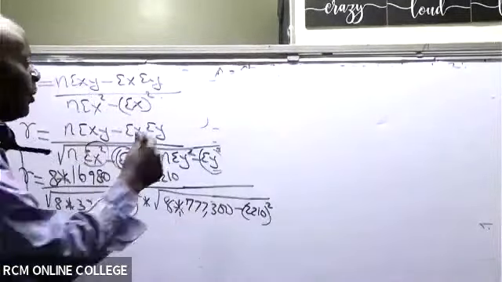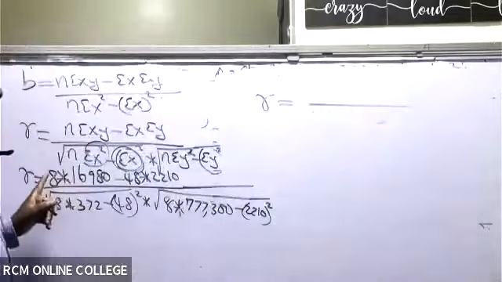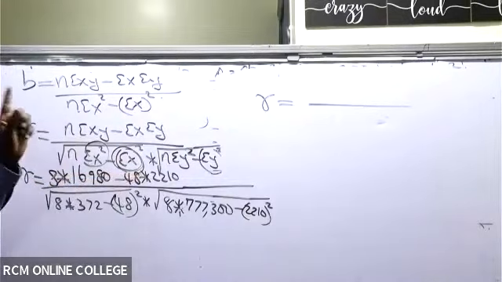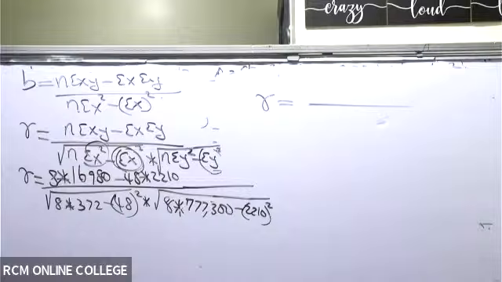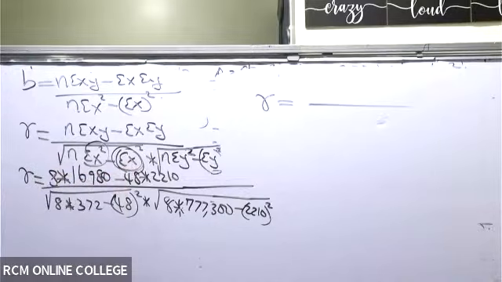So then my R will be equal to what? Is there somebody who is able to remind me the numerator? First of all, you start with the numerator. You say 8 times 980 minus 48 times 2210. Give me the numerator value first. Is there anybody getting this numerator? Please give me this figure, all of you.